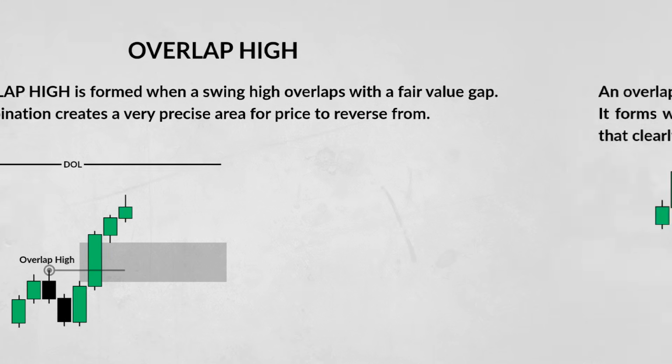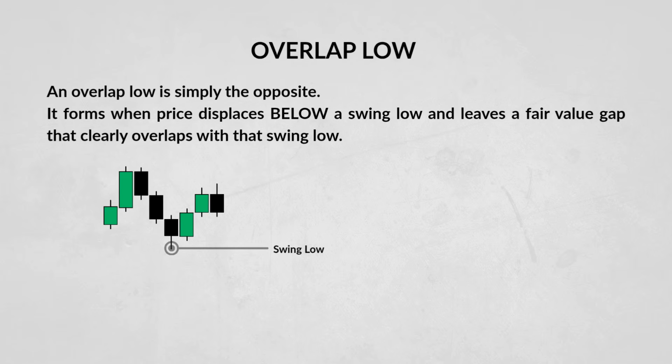Now let's talk about an overlap low. An overlap low is simply the opposite. It forms when price displaces below a swing low and leaves a fair value gap that clearly overlaps with that swing low. That creates your overlap low.